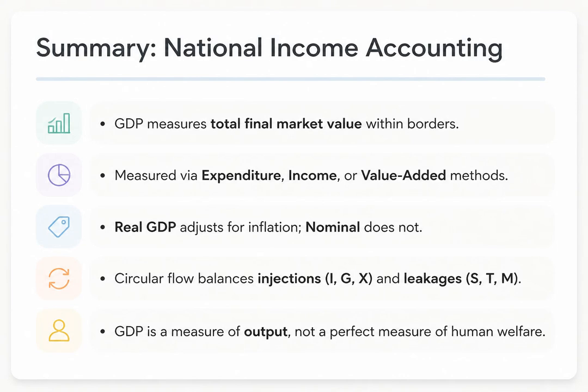To wrap up Unit 2, remember that GDP is our primary tool for measuring economic output, but it must be carefully calculated to avoid double counting. We can measure it by looking at spending, income, or value added. Always look at real GDP to account for inflation. Understand how money circulates through injections and leakages, and keep in mind that while GDP measures production, it does not always measure human well-being.